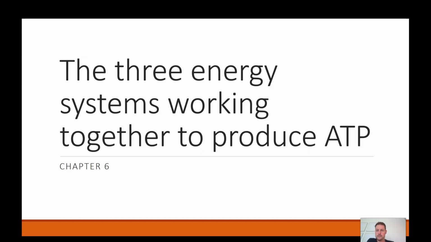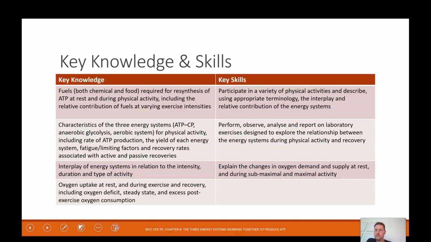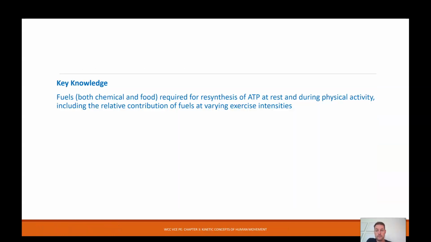So as I said, chapter 6 is looking at the three energy systems and how they work together to produce ATP, which is the thing that we use for energy. These are all the key skills and knowledge that we're going to be looking at today throughout this chapter. The main thing we're going to be looking at today are the fuels, both chemical and food fuels. So we'll look at what the differences are between those two things.